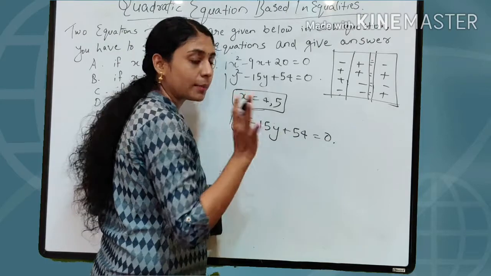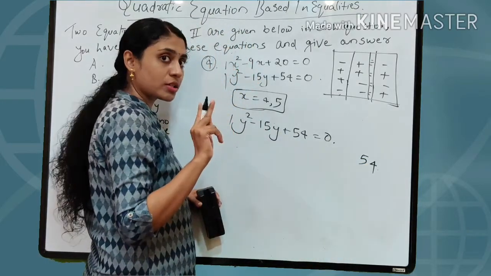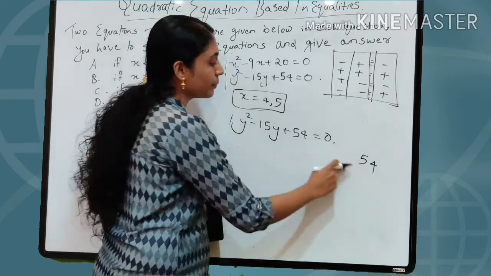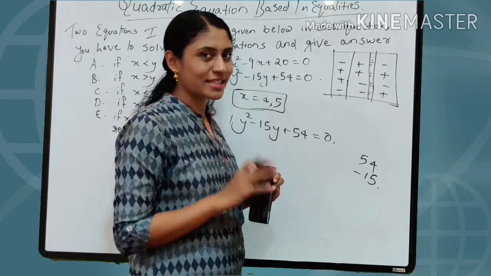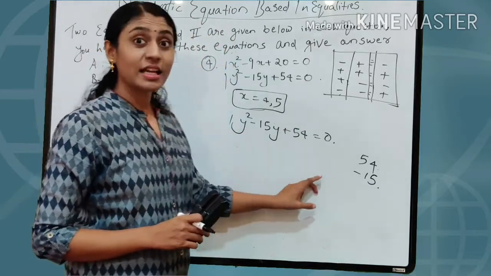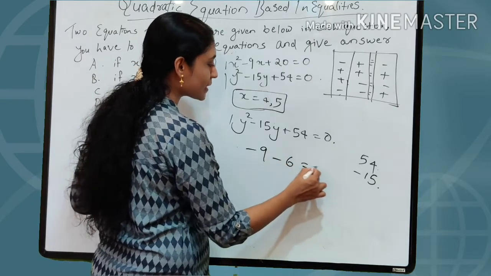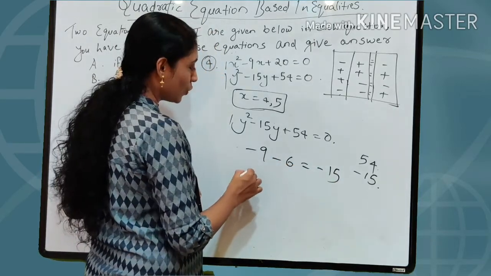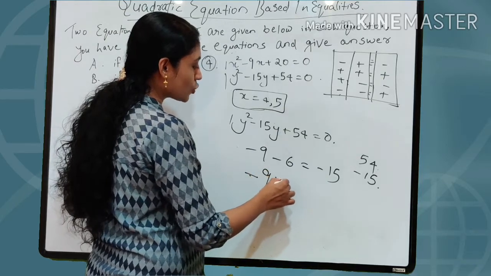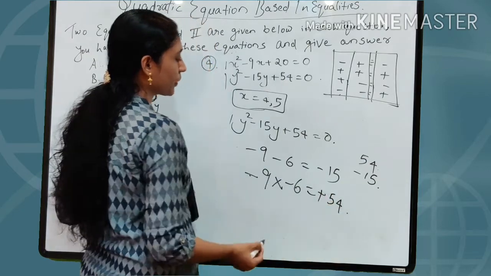So when we multiply two numbers, the answer should be 54. And when we add or subtract those two numbers, we have to get the middle term, that is minus 15. So which are the numbers? Yes, you got it right. It is 9 and 6. Why? Because when we do minus 9 minus 6, it is minus 15. Right? And when we do minus 9 into minus 6, it is plus 54.